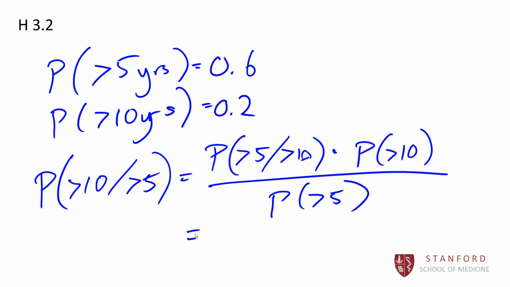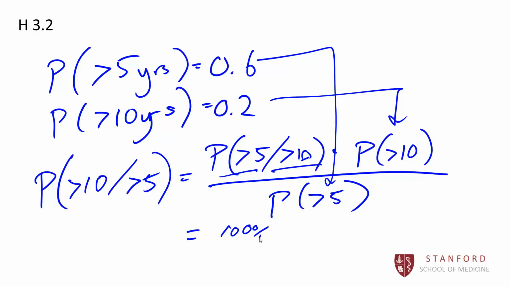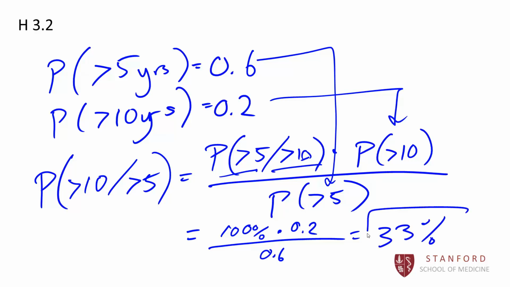Okay, and I can just substitute in these values. So we know this is going to be 0.2, we know this is going to be 0.6, and the probability of surviving 5 years, if you've survived 10 years, of course, is 100%. So 100% times 0.2, or 1 really, times 0.2 divided by 0.6 is going to give us about 33%. So given that you've survived 5 years, the probability that you're going to survive 10 years is 33%. It increases from this number.